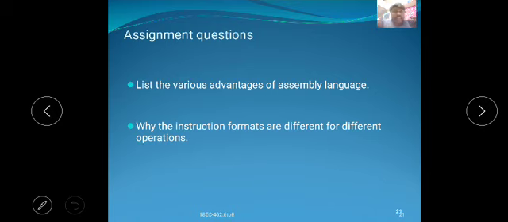This is the entire discussion about the instruction format, opcode and operands. I think all of you understood our class.